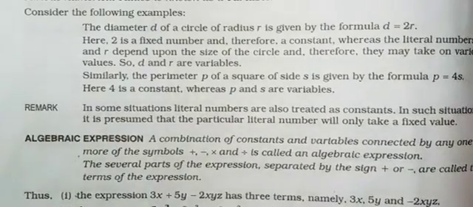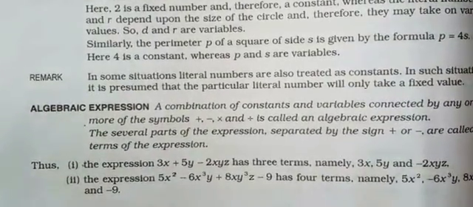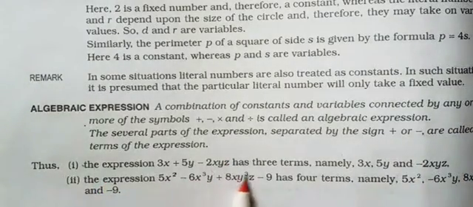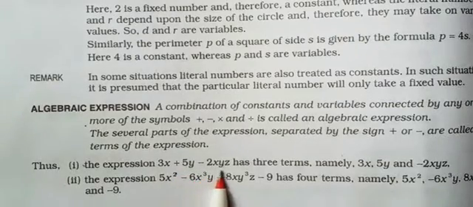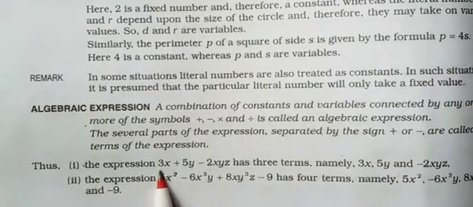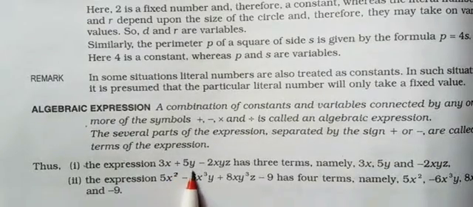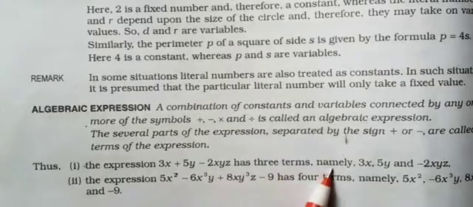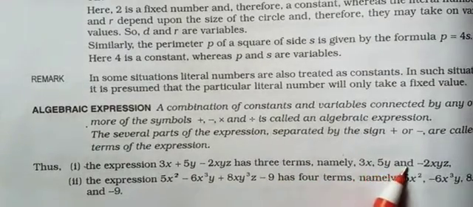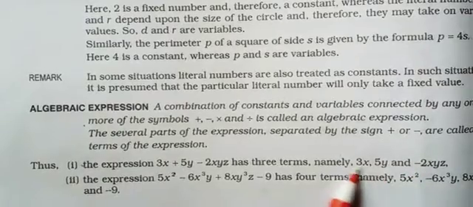Now for example, these are various types of algebraic expression: 3x plus 5y minus 2xyz. Here 3 into x, that is one constant and one variable present. Similarly, x, y, z are variables, and 5 is a constant. All these terms are connected by plus and minus. These are the three terms: 3x, 5y and minus 2xyz.